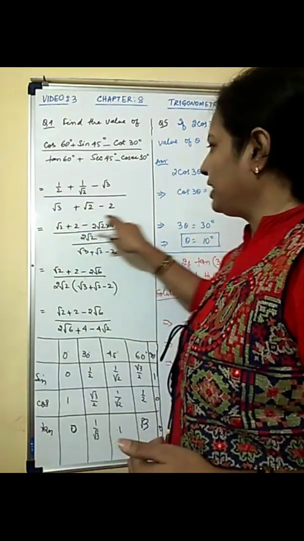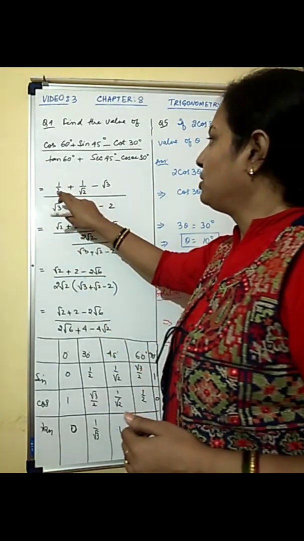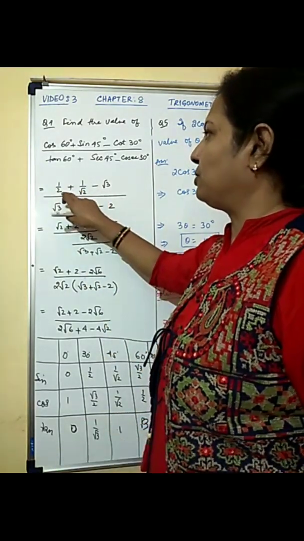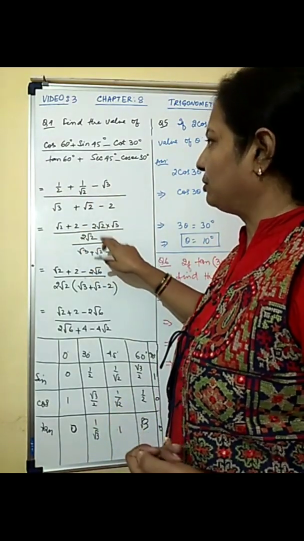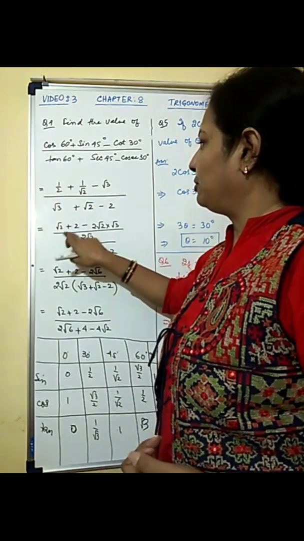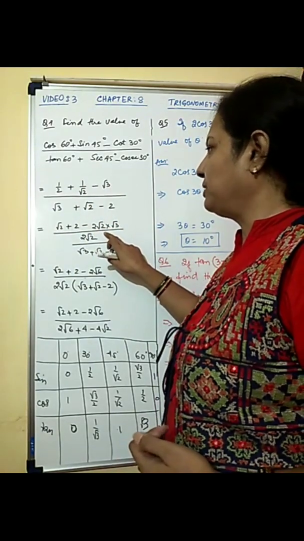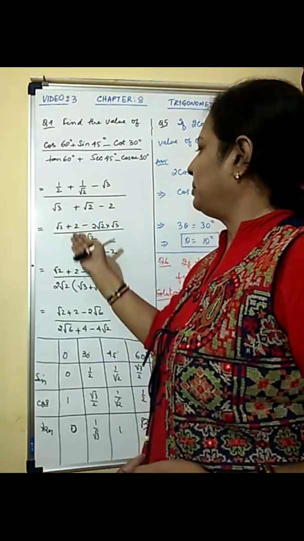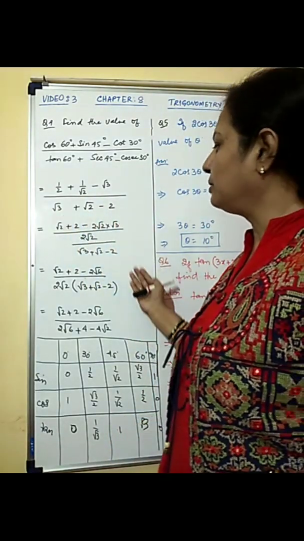Now once we have substituted the values, it's only up to us to simplify it. So you can clearly see there is 2 here and root 2 here, and this is root 3. So we take the LCM, it comes as 2 root 2. So here you will have root 2 plus here you will have 2. With root 3 you will have to multiply 2 root 2, divided by 2 root 2, whole divided by root 3 plus root 2 minus root 2.